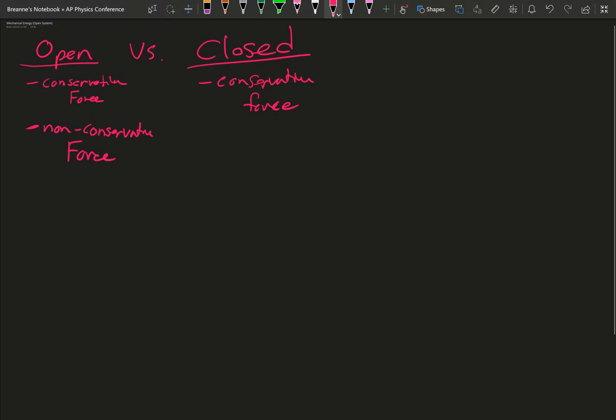So, a refresher on what a conservative force is. A conservative force is a force that constantly works on a system. So a conservative force would be like your spring force, your gravitational force. Those are forces that are always there in the system. A non-conservative force would be like friction. So your open system has friction, your closed system does not.